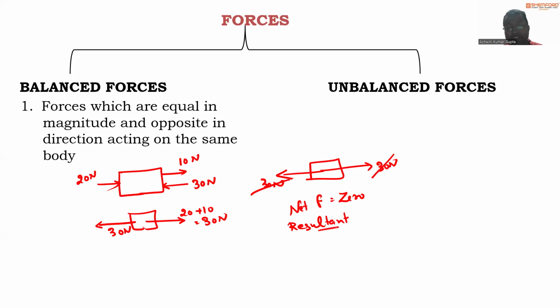So if the resultant force is zero, for a condition where we are having multiple forces acting on a body, in different directions, but whenever we calculate the resultant, the net force, and we get that net force as zero, that is called balanced force. Okay.